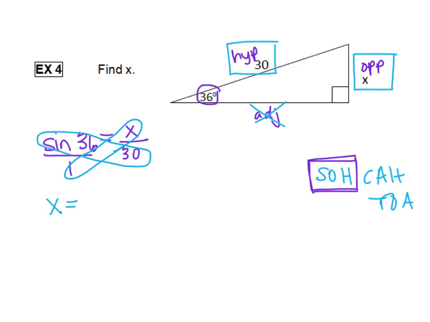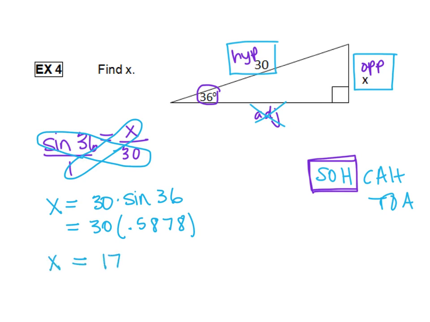and we're going to multiply this side. I'm going to put the 30 out front. It's going to be 30 times the sine of 36. We're going to use our calculators. Just type in sine of 36. Round to 4 decimal places, you get 0.5878. And then we're going to take that and multiply it by 30. And x is equal to 17.6.